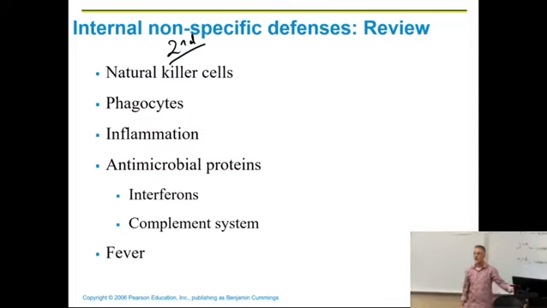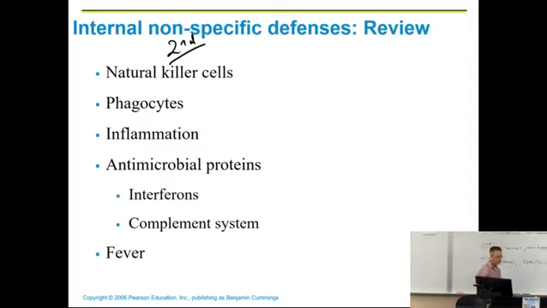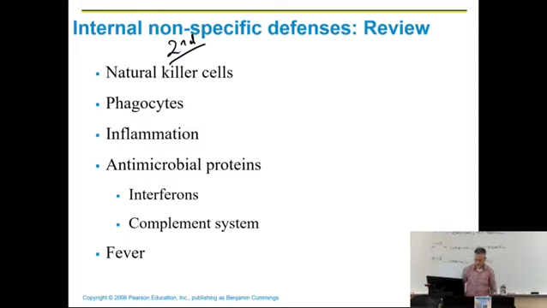So next time what we'll do is we'll start out by discussing and answering questions about first and second line of defense and reviewing. Then we'll move into our third line of defense, which is T cells and B cells. Okay? All right, so we'll see morning lab people next time.